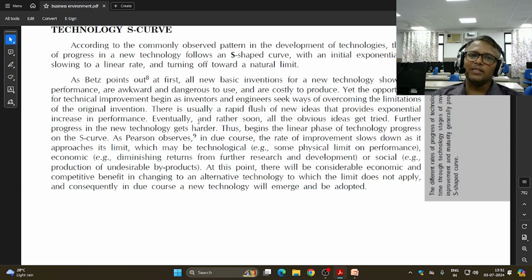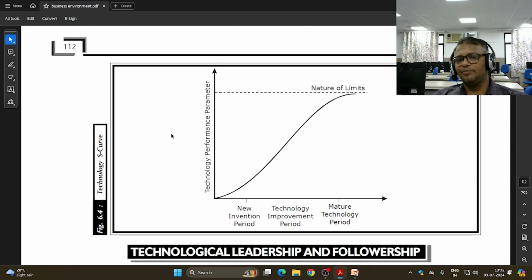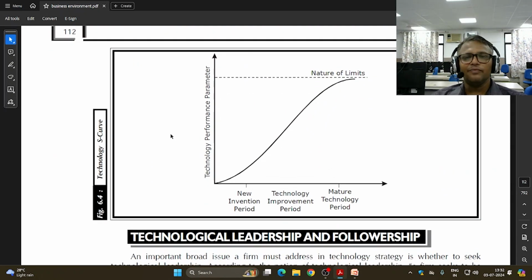At this point, there is considerable economic and competitive benefit in changing to alternative technologies to which the limit does not apply, and consequently, in due course, the new technology will emerge to be adopted. You can see this graph. In this graph, there is a technology S curve in which the technology performance parameter has been studied with respect to the invention period, the new invention technology improvement period, and the mature technology, measured on the time scale with respect to the technology performance parameters, in which the major limit can be seen.